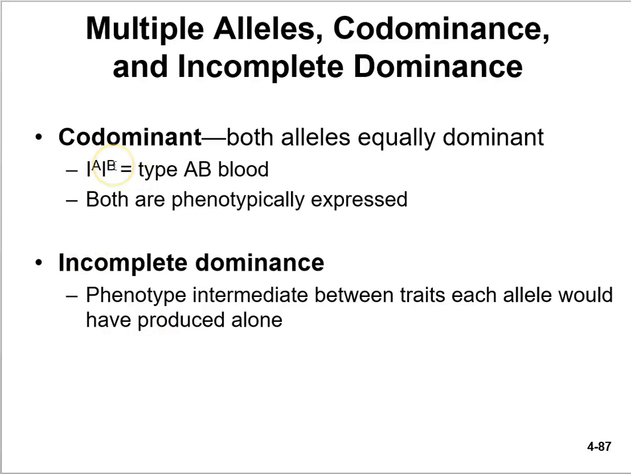When two genes are dominant together, meaning you get both of them and they're both expressed together, that's called codominance. So if mom gave you an A allele and dad gave you a B allele, you would have type AB blood. However, if mom gave you an A and dad gave you an O, because A is dominant over O, you would have type A blood, and you would be a carrier of the O allele, but it would not be expressed.